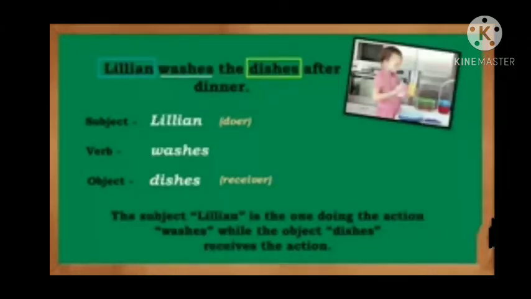Another example, Lillian washes the dishes after dinner. In this sentence, Lillian is a subject, washes is a verb, and dishes is an object or the receiver in the sentence. The subject Lillian is the one doing the action washes, while the object dishes receives the action. Now I hope active voice is clear to you all.